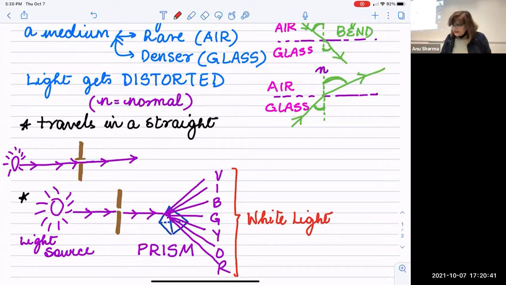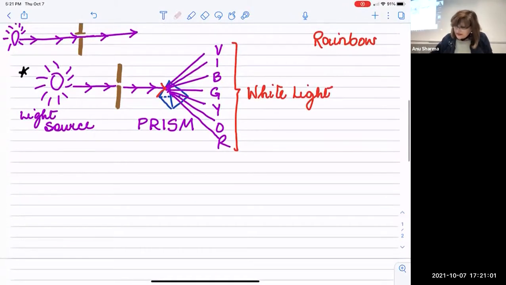But these 7 colors only get split when they strike a certain surface. Same thing you see in the rainbow. Light from the sun comes and falls on the edge of the water molecules. And right there, it just splits up into these 7 colors. So that's one piece.